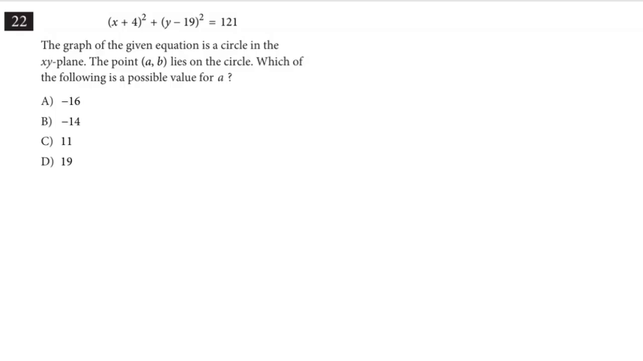Question 22. So we have x plus 4 whole squared plus y minus 19 whole squared equals 121. The graph of the given equation is a circle in the xy plane. The key is to recognize the equation of a circle when you look at it. The point a, b lies on the circle. When they say lies on the circle, it means this point is on the circumference of the circle. Which of the following is a possible value of a?